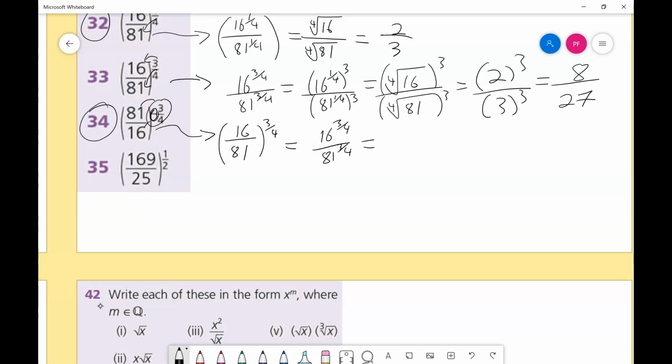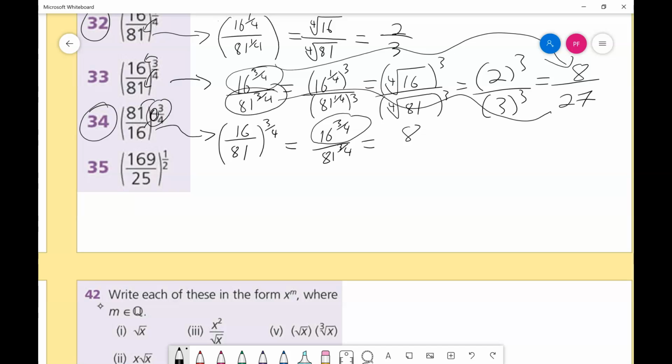And look, I can go on and work this out, but I've already seen that 16 to the power of 3 quarters, I have it up here, and it works out to be 8. And 81 to the power of 3 quarters I already worked out in the previous part, which is 27. Perfect, same answer.